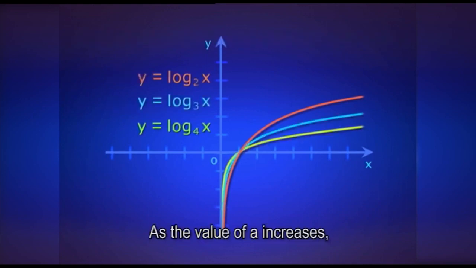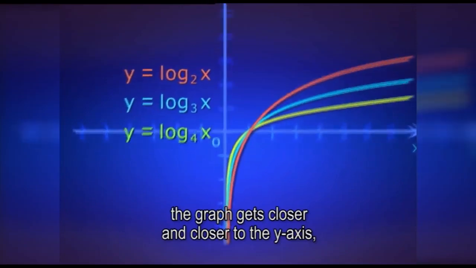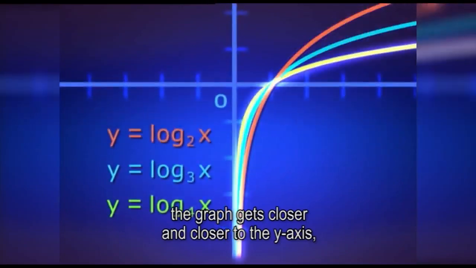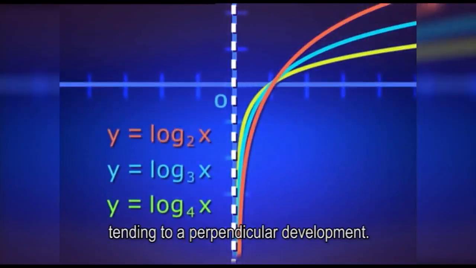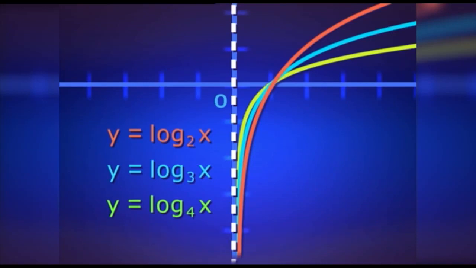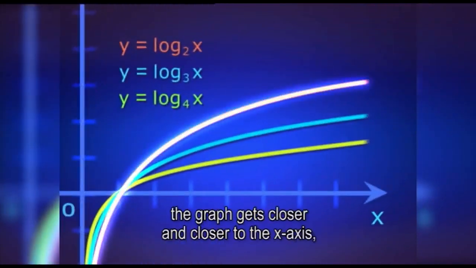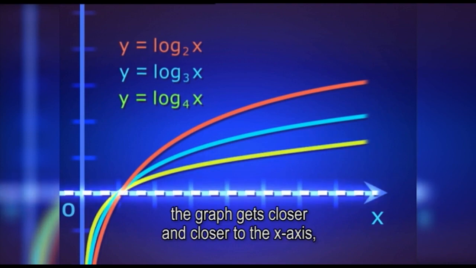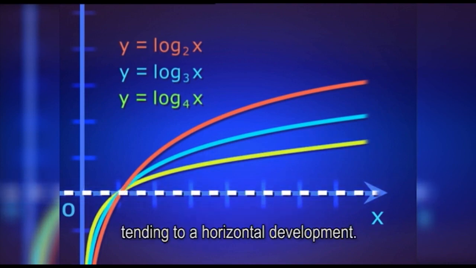As the value of a increases, the graphs get closer and closer to the y-axis, tending to a perpendicular development. At the same time, the graphs get closer and closer to the x-axis, tending to a horizontal development.